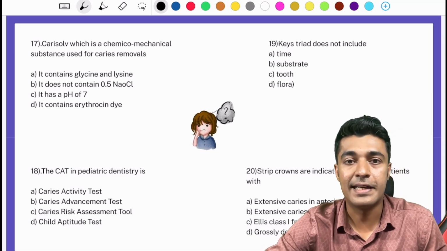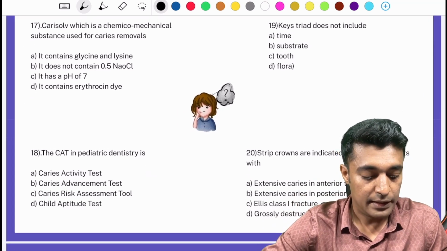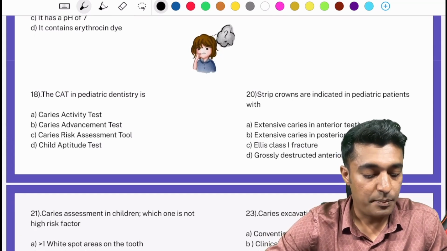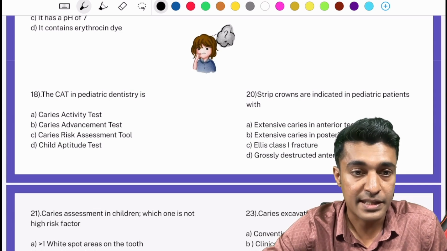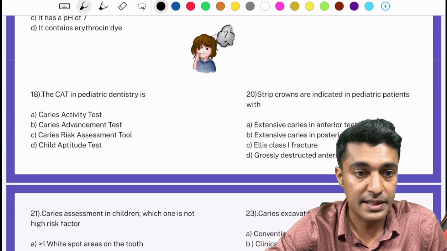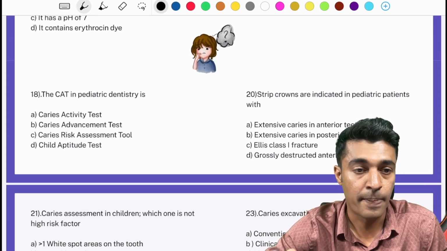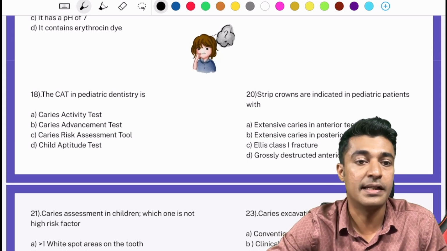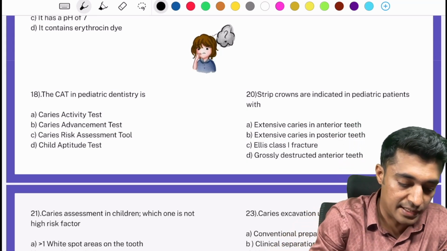It contains glycine and lysine. Question number 18. The CAT in pediatric dentistry is option A, caries activity test, caries advancement test, caries risk assessment tool, and the child aptitude test. The CAT in pediatric dentistry is the caries risk assessment tool. The answer is option C.